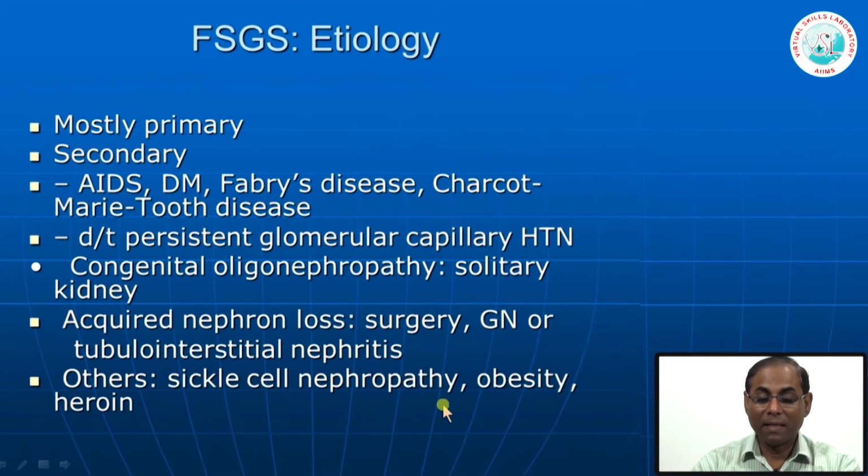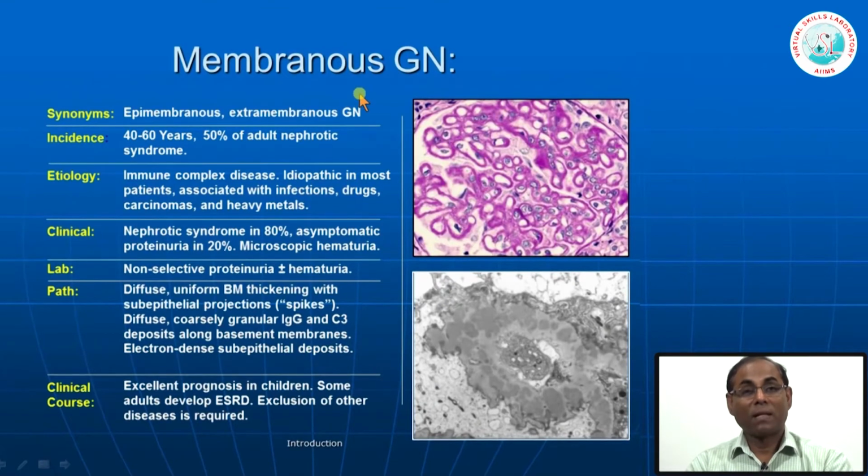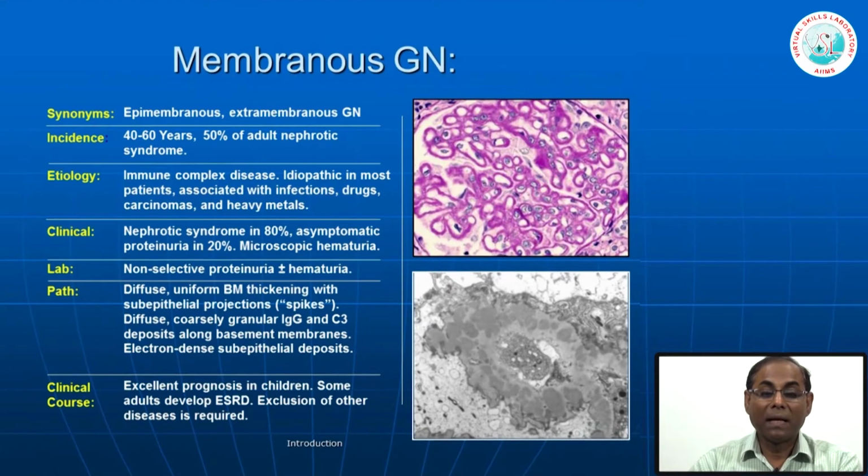And there are other diseases like sickle cell nephropathy and heroin addiction, which can also have FSGS. Now from FSGS we move to another non-proliferative glomerulonephritis, that is membranous glomerulonephritis. Other terms used earlier, which I think are not popular now, are epimembranous glomerulonephritis and extramembranous glomerulonephritis. Usually they are very common in adults, and the usual age range is 40 to 60 years old, and in etiology they are immune complex mediated disease.